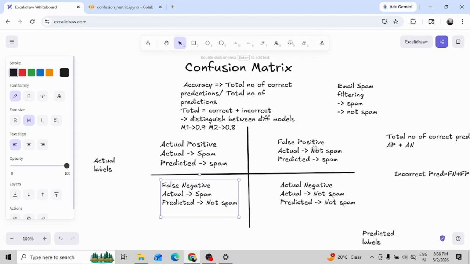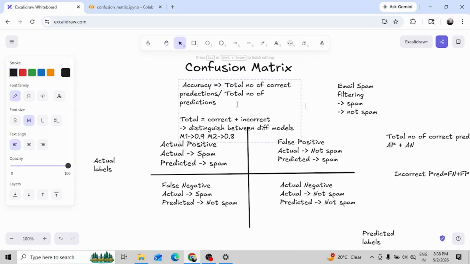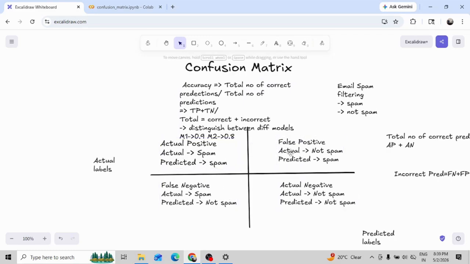Now let me give you an extended definition of accuracy. The first thing I wrote was the basic one: total number of correct predictions divided by total number of predictions. To clarify further, correct predictions include true positive as well as true negative, divided by the total number of predictions. The total number of predictions will include all these four quadrants, all these four categories.